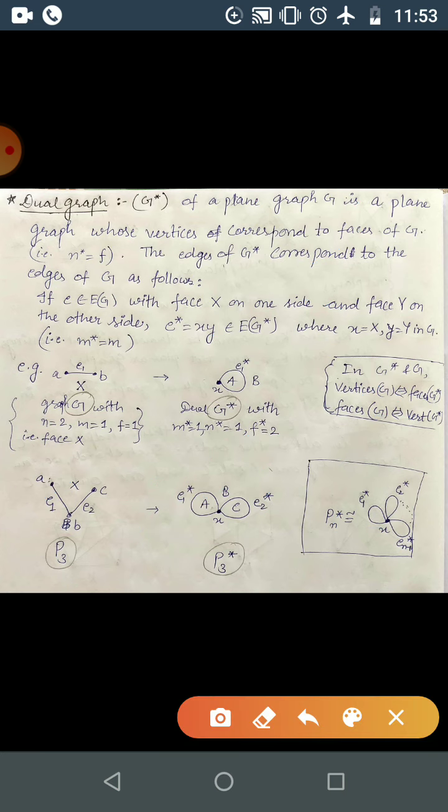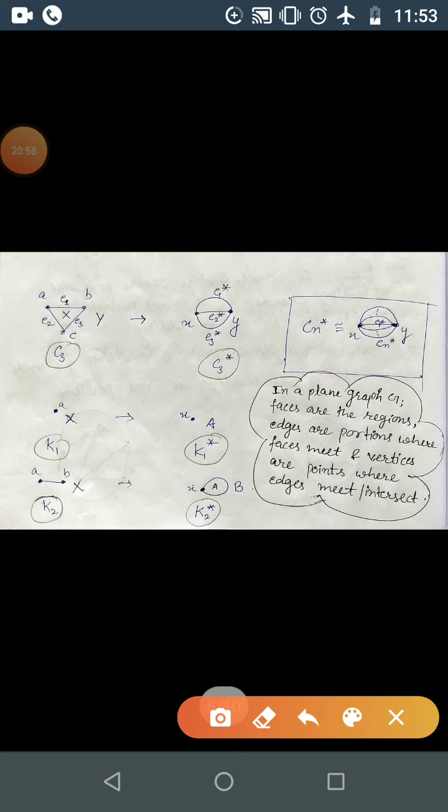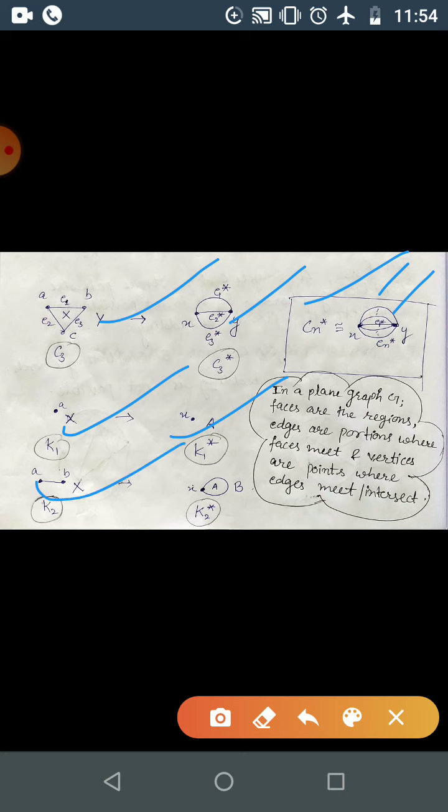Okay, so here I have just explained whatever I have done. Now come to C3, I have just done. So C3 dual is this one, and Cn dual will have n multi-edges. In case of Pn, there will be n minus 1 self loops, and in case of Cn, these will be n multi-edges. And K1 I have just done, K2 I have just done, correct.